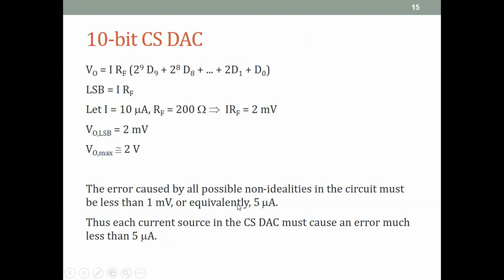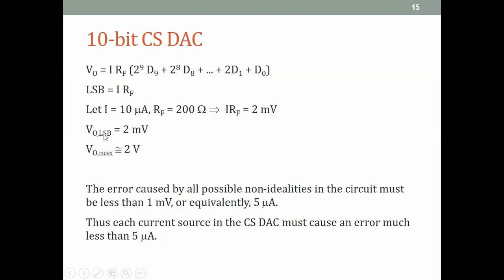Alright. Now let us think of a 10-bit current steering DAC. Then we can write the output of that DAC as I times RF times (2 raised to 9 D9 plus 2 raised to 8 D8, etc.). So there are 10 bits, D9 to D0. The LSB is I RF. Now let us say, and these are realistic values used in current steering DACs, that the LSB current is 10 microamps. And let us say that the resistance we've put at the output is 200 ohms. Alright, which means that I RF will be 2 millivolts.